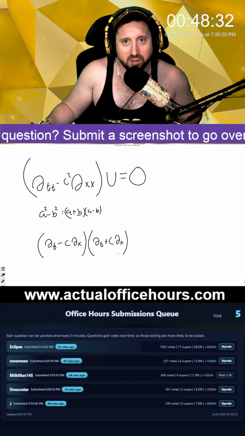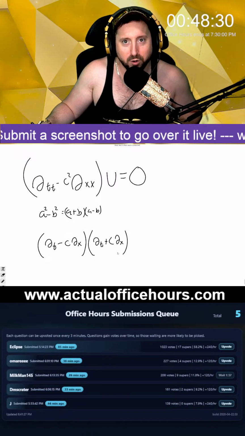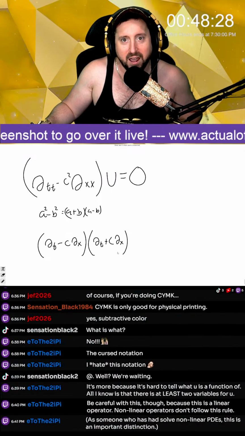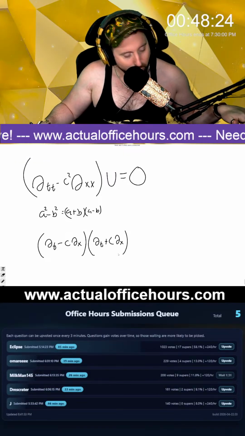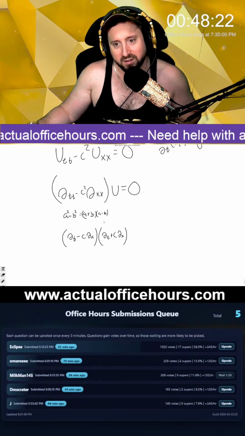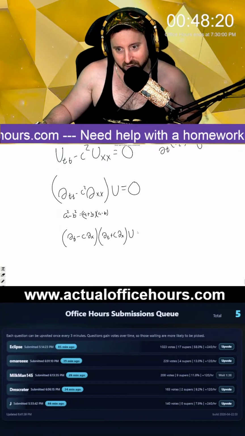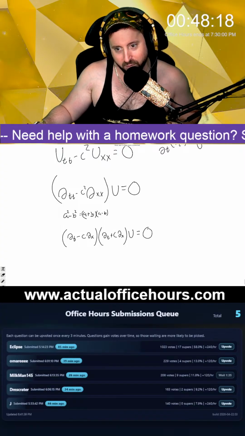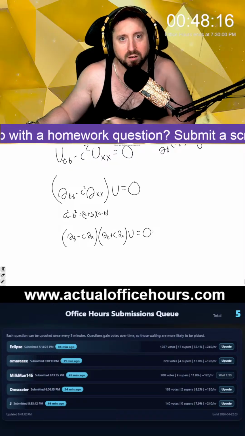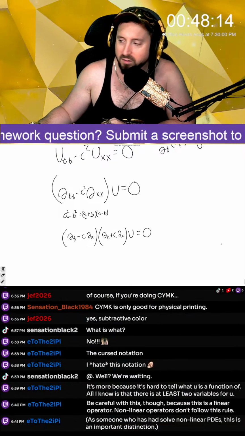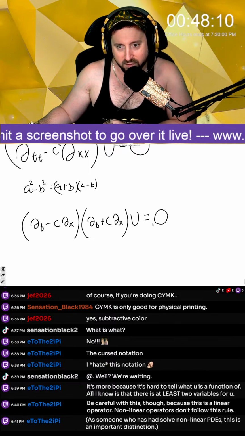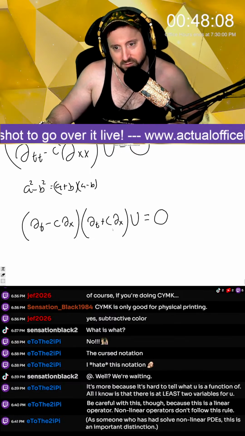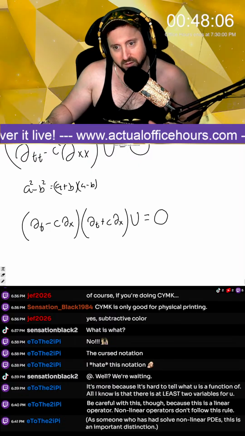Be careful with this, though, because this is a linear operator. Nonlinear operators don't follow this rule. As someone who has had to solve nonlinear PDEs, this is an important distinction. Warning, it is, in fact, important. But I guess we're okay, because this is linear? Yeah, it's a linear operator. We don't really have to worry about it in this case. In other cases we would, but in this case it's fine.